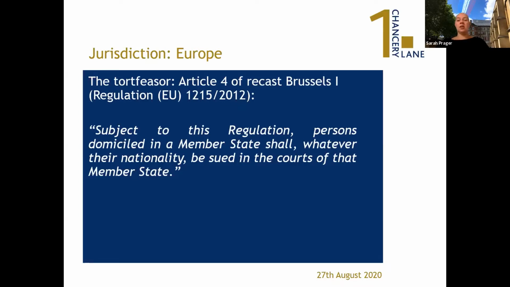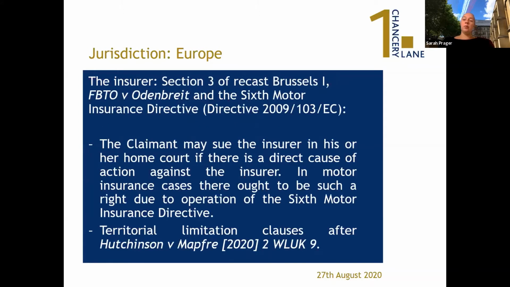But first things first, jurisdiction, European cases. The tortfeasor themselves, so the person who is responsible for the traffic accident, who you would normally sue if it were an English road traffic accident, the English courts will not have jurisdiction over the tortfeasor under Article 4 of Recast Brussels because they're going to be domiciled abroad. So, subject to this regulation, persons domiciled in a member state shall, whatever their nationality, be sued in the courts of that member state. So if you have an English client who goes abroad to, say, Spain, and they're in a car crash with a Spanish driver, the courts of England and Wales are not going to have jurisdiction over that driver on his own.